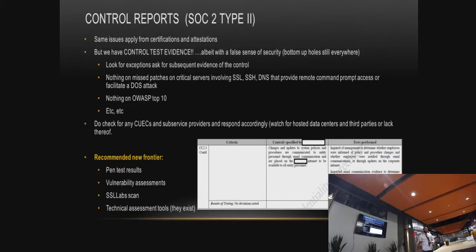Show me your scan evidence and where your infrastructure lies in terms of vulnerabilities. Or maybe just run an open source SSL Labs scan against their website. See how they're handling encryption. Are they being negligent in what you negotiate in terms of HTTPS encryption and the other checks SSL Labs does? And then technical assessment tools. There's plenty of those out there in the vendor risk management space.